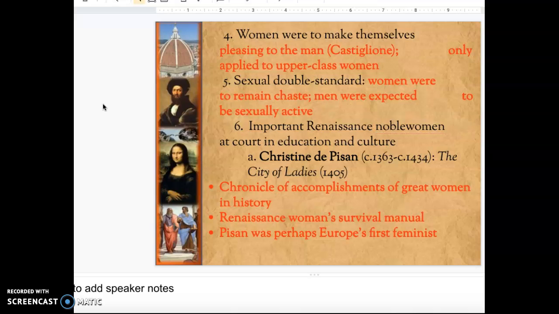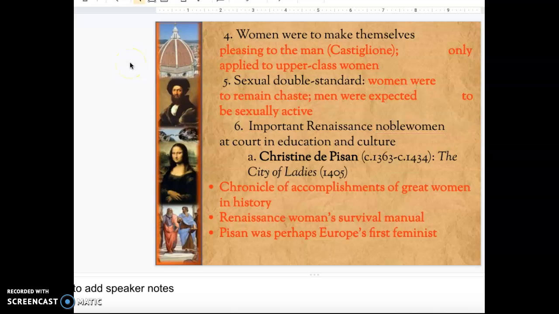So with that in mind, we know that women were to make themselves pleasing to the man. Remember Castiglione? He wrote about this. And this concept of women making themselves more pleasing to the man applied only to the upper class women.